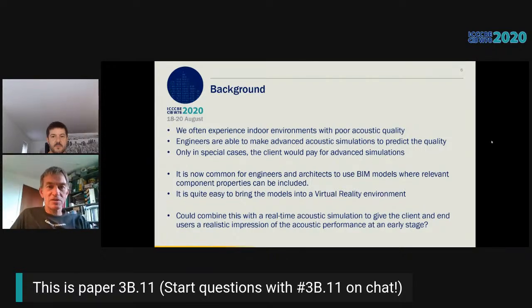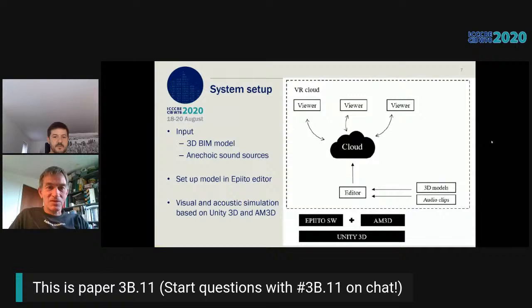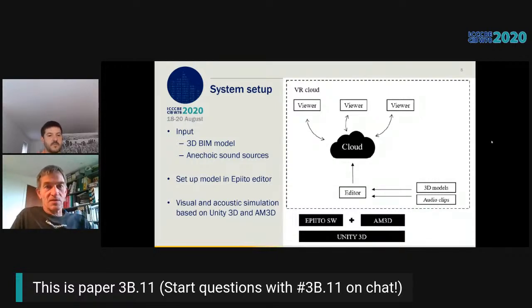I think most of us have experienced indoor environments with very poor acoustic quality, and the engineers are actually able to make good indoor environment quality regarding acoustics also. We have very good engineers who can design the acoustics. So we tried to design a system that we could use in the very early stages of design, and the engineers designing, for example, ventilation systems could, in combination with virtual reality visualization, also give the client an impression of the acoustic environment.